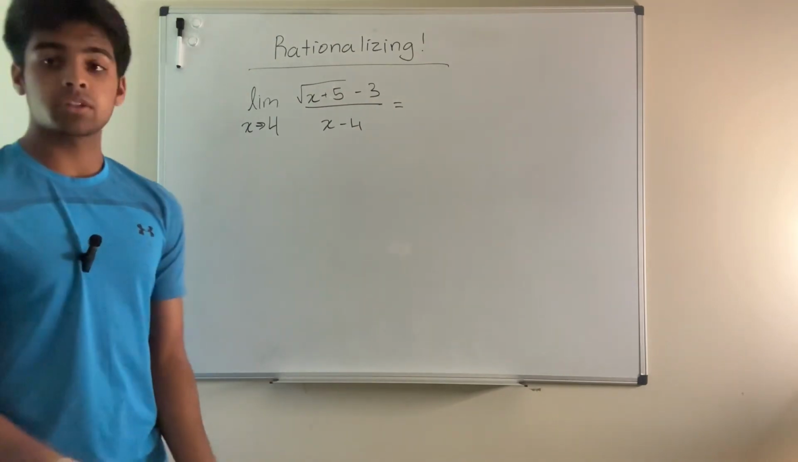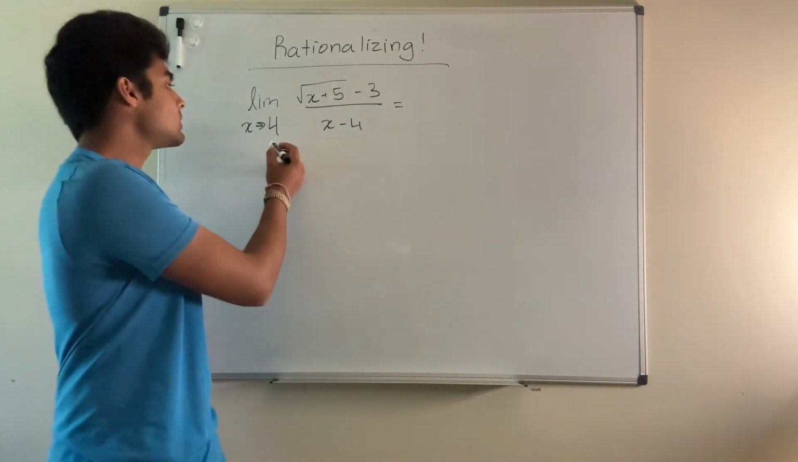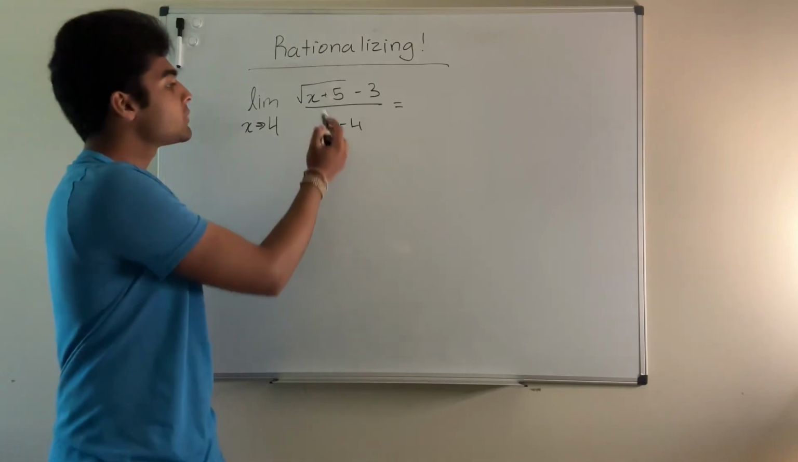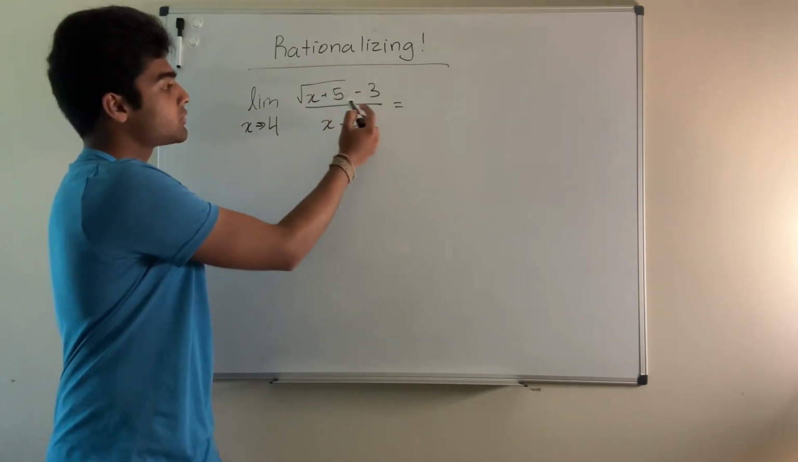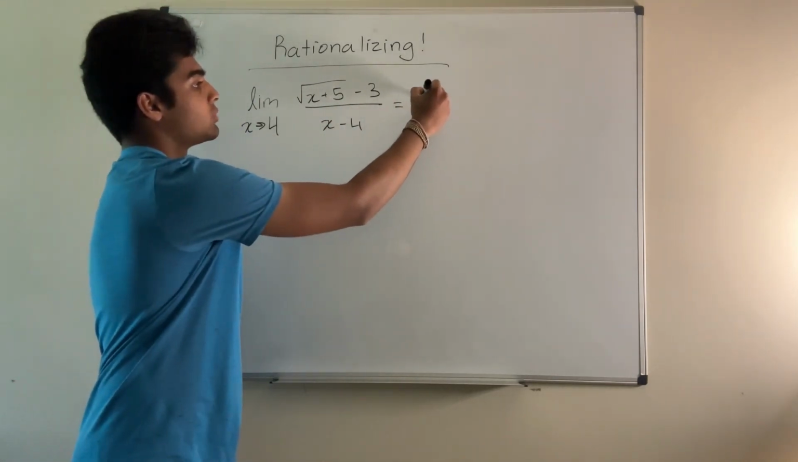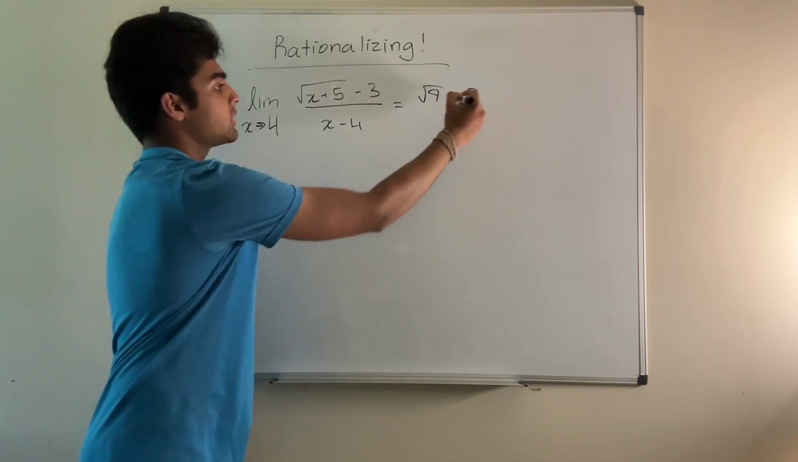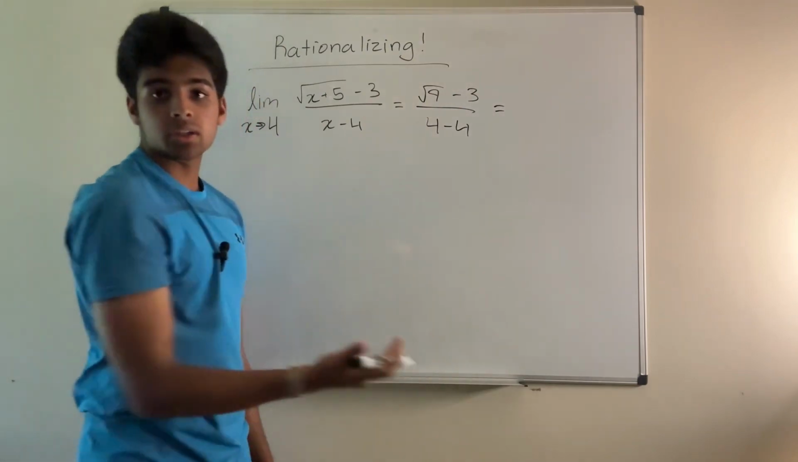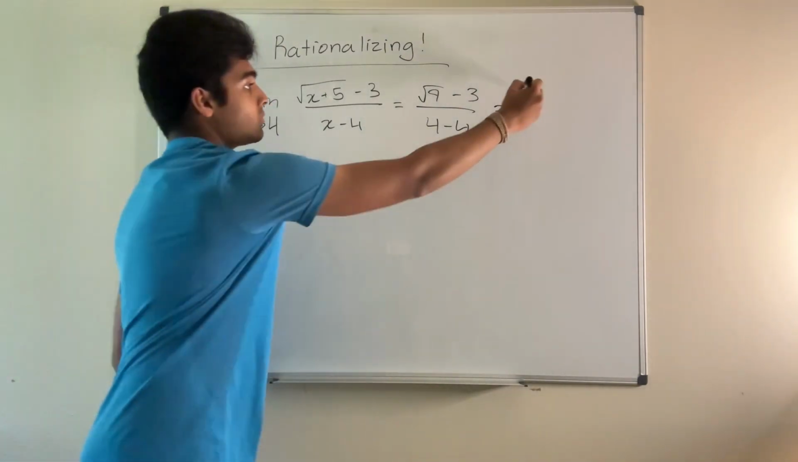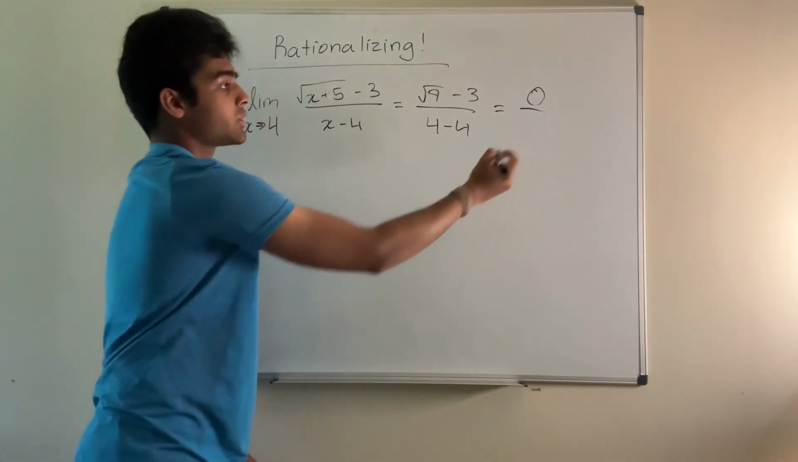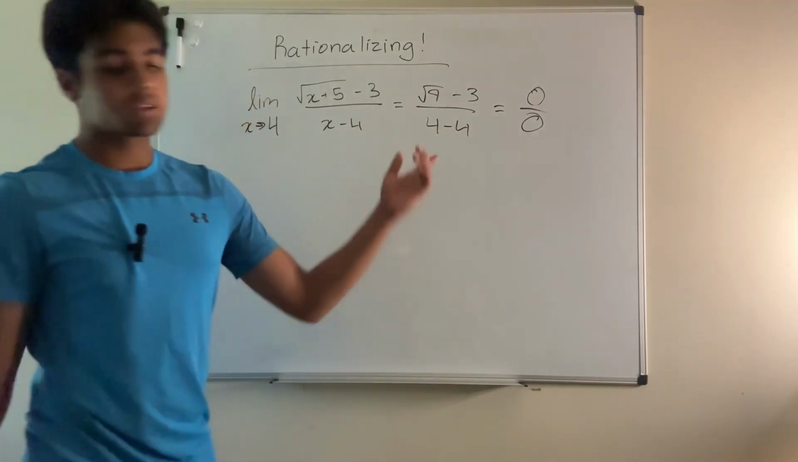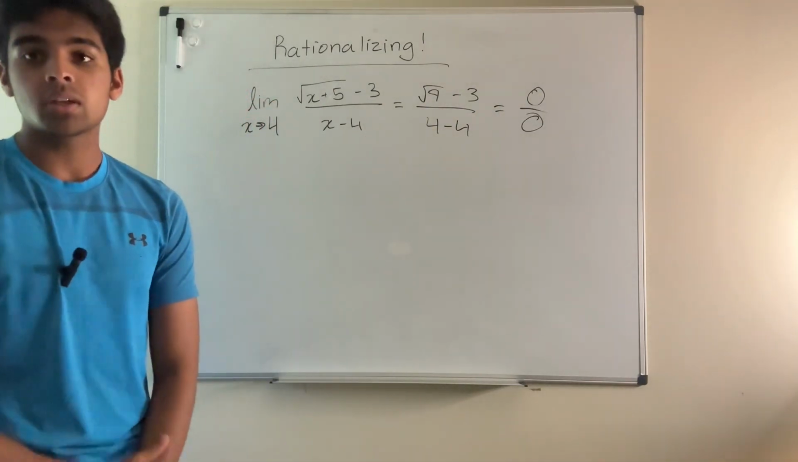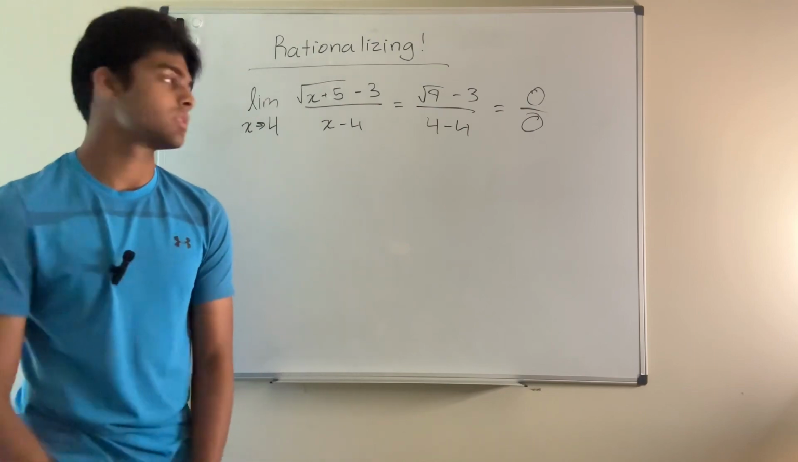And what about the indeterminate form? We can see that if we plug in x equals 4, we get root 4 plus 5, which is root 9, minus 3 over 4 minus 4, which equals 3 minus 3, which is 0, over 4 minus 4, which is also 0. So this is the indeterminate form which we have reached. So now we know we have to rationalize.